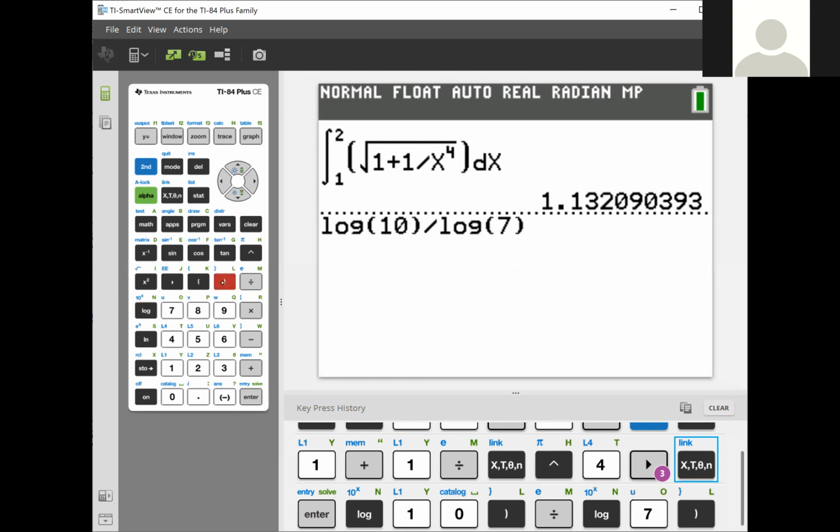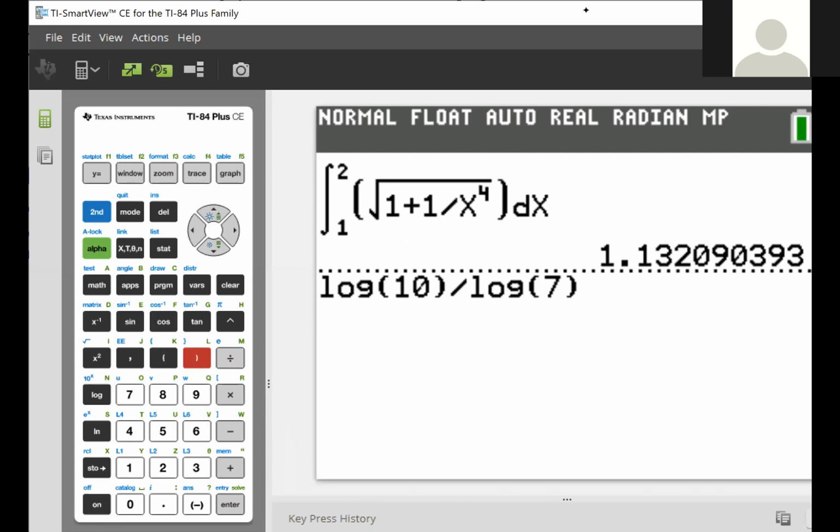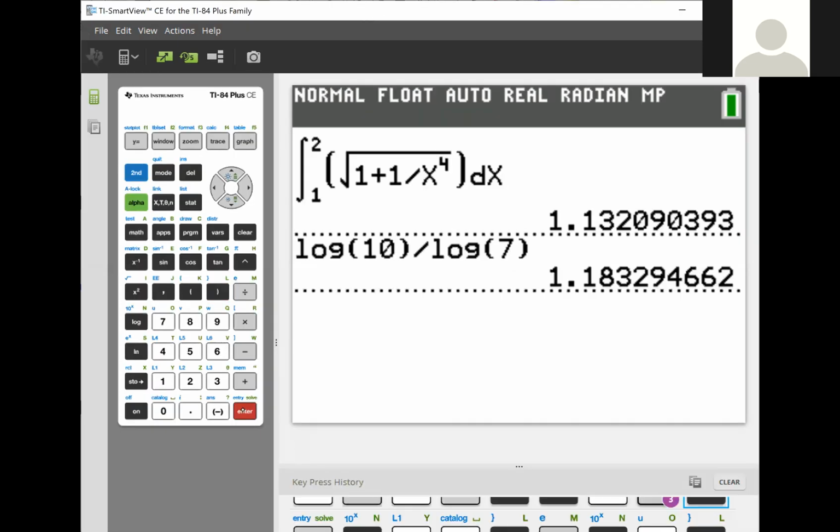And I would expect to get an answer larger than 1, because to get 7 to some power to equal 10, that power has to be bigger than 1. So if I hit enter, and 6 significant digits, so that's going to be 5 digits after the decimal, 1.18329.